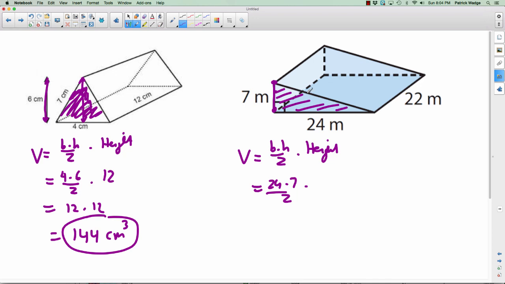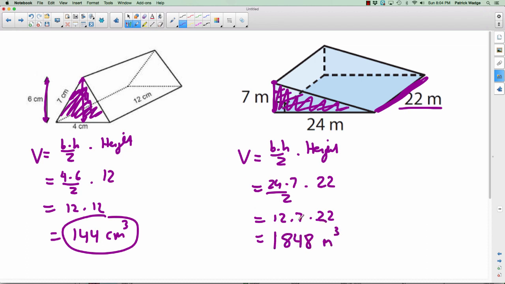Divided by 2, and we're going to multiply by the height of the whole prism. If this triangular prism was standing with this on the bottom, this would be the height right here, wouldn't it? That'd be how high it is. So we're going to multiply by 22. Uh-oh, this is a hard one for me. I tell you what, I'm going to divide first here. 24 divided by 2 is 12. So I've got 12 times 7 times 22. I'm not going to lie, I'm pulling out a calculator for that one. I got 1,848 meters cubed this time. Always cubed when you're doing volume.